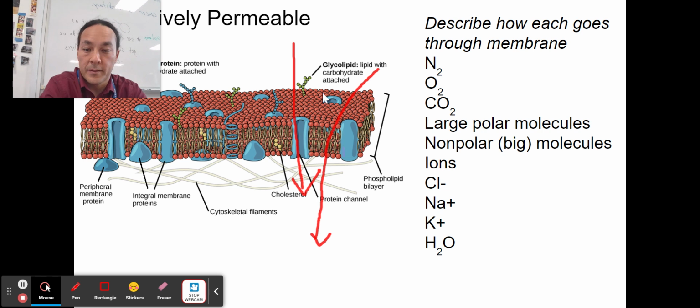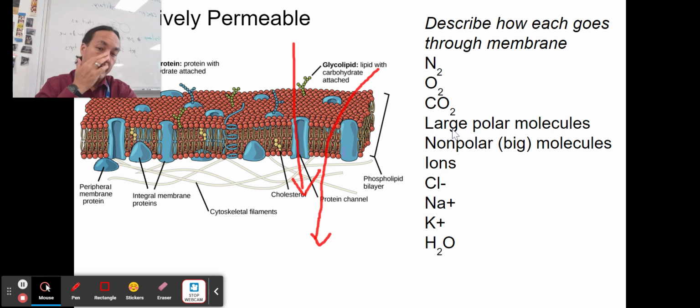Nitrogen is nonpolar. It will be able to just diffuse right through. It shares its electrons evenly. Oxygen is nonpolar and can diffuse right through, which is good for us. That way we can get enough oxygen into our mitochondria. Carbon dioxide is nonpolar and it can flow right out. So that's how we get rid of waste.